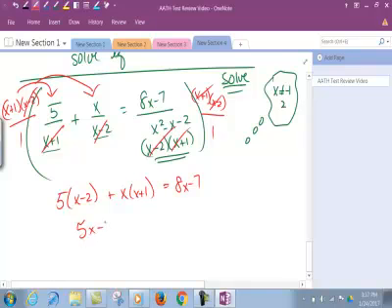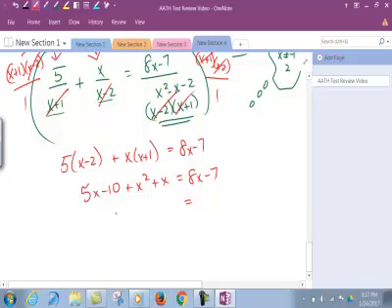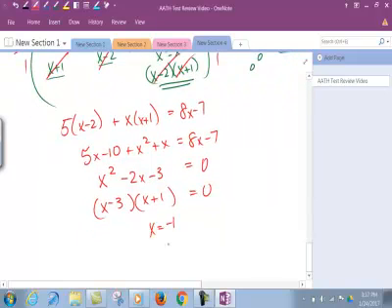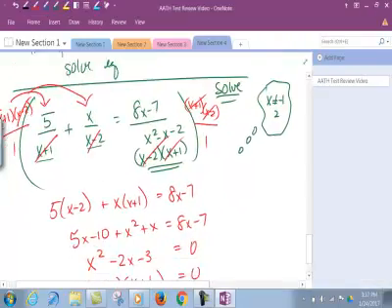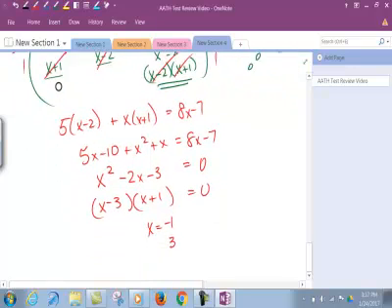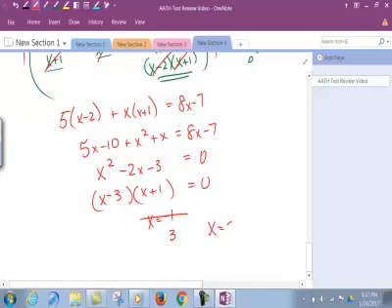So here we go. I've got 5x minus 10 plus x squared plus x equals 8x minus 7. We know that to solve a quadratic, we need to bring everything over to the left side, so x squared, and then I'm going to get minus 2x, and also a minus 3 equal to 0. This one's super easy to factor: x minus 3, x plus 1. Almost done. Answers are negative 1 and positive 3, but then I go back and say, wait a minute, remember this: negative 1 gives me 0 in the denominator, so I'm going to cross that out and say x equals 3 is the only solution.